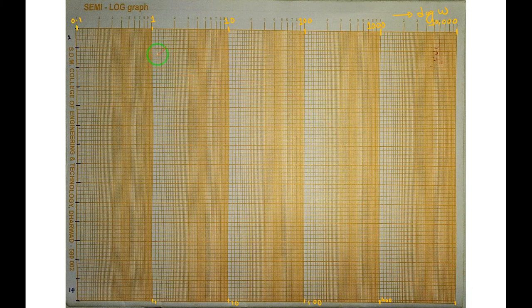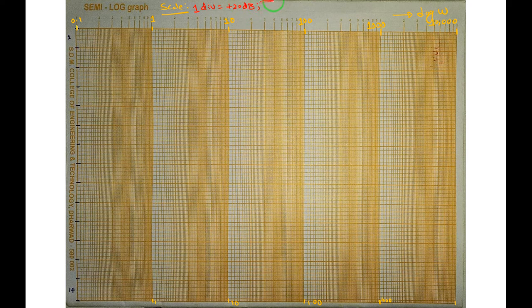Next, the magnitude plot I want. So let me choose the scale. Let me write it here, scale. Let me change the ink color to red. Scale: 1 division means from here to here, 1 division. From here to here, another division, right? Totally 14 divisions are there on the y-axis. 1, 2, 3, right? 14 divisions are there. So 1 division equal to 20 dB. This is for the magnitude plot.